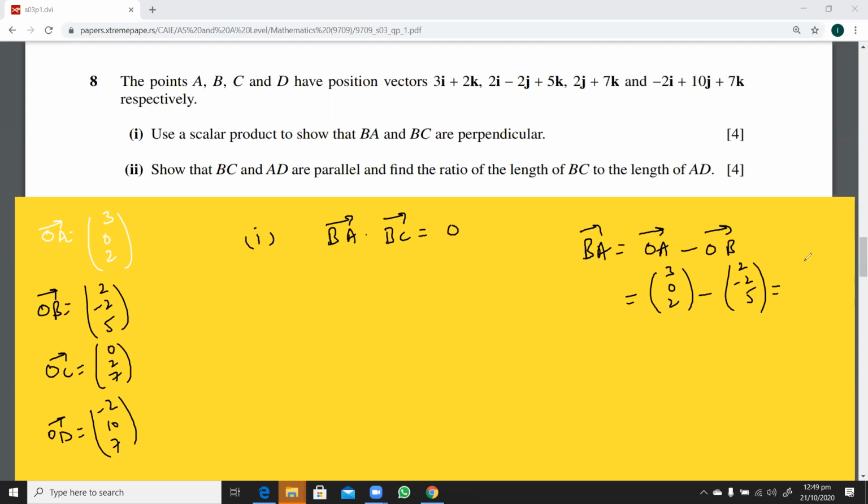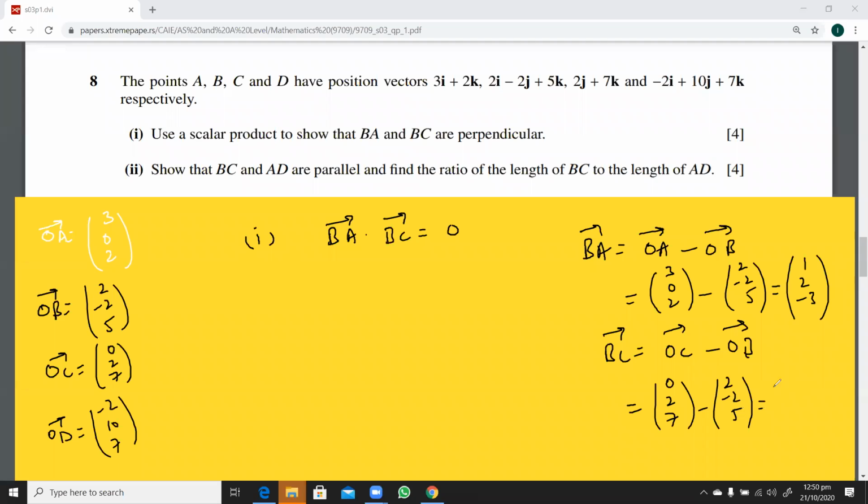Okay, so this is 3 minus 2, which is 1. This is 2. This is minus 3. Okay, now let's find the second one, BC. So that is OC minus OB. OC is 0, 2, 7, minus OB, which is 2, minus 2, 5. Okay, so this is minus 2, 4, and 2.